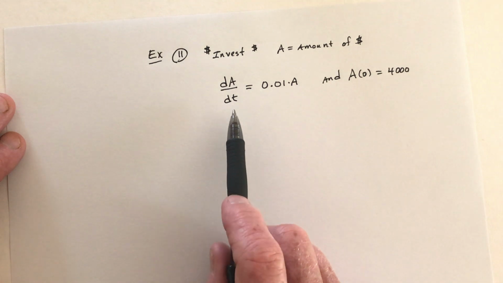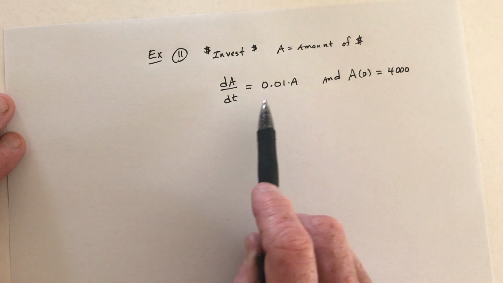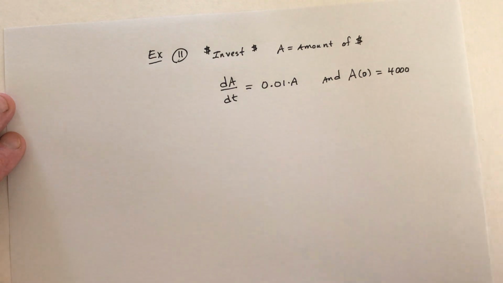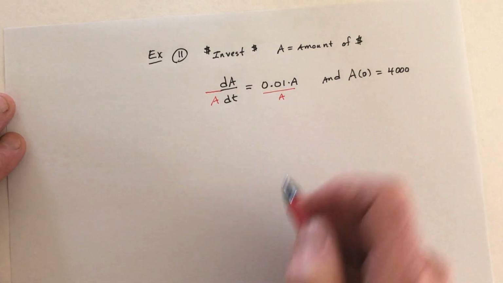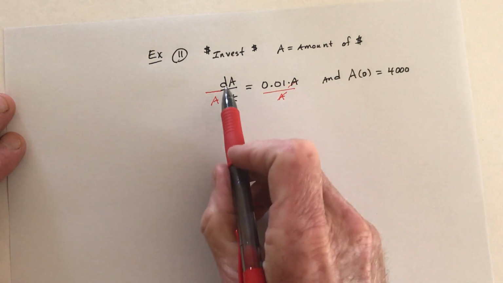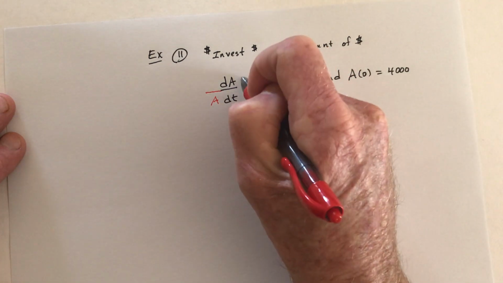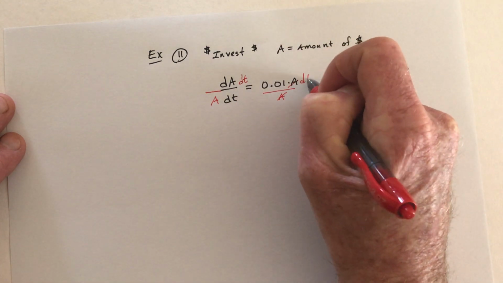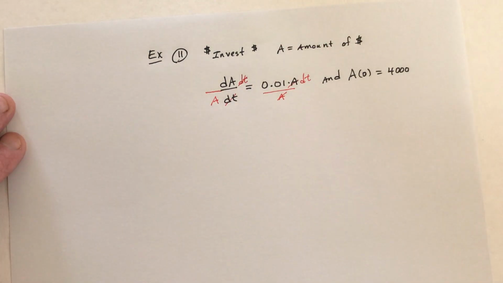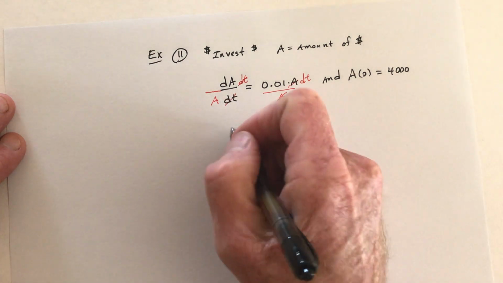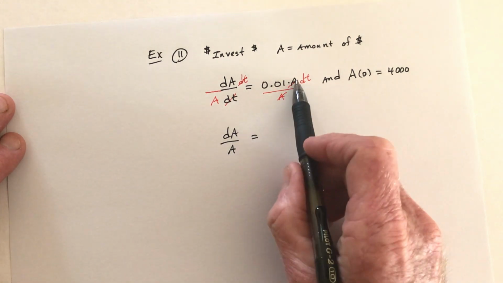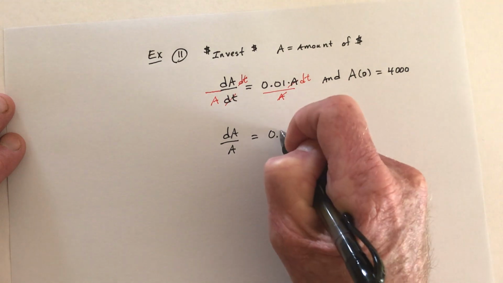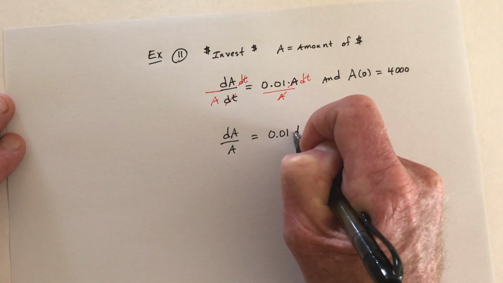So like with example number 9, the example before last, I do need to get all of the A's on the left side and the t's on the right side. So I can divide both sides by A. That's going to cancel these. And that way I've got the A information on the left side. And then multiply both sides by dt. And then these dt's will cancel. So the left side has dA over A. And the right side, after these cancel, just has 0.01 and then the dt.